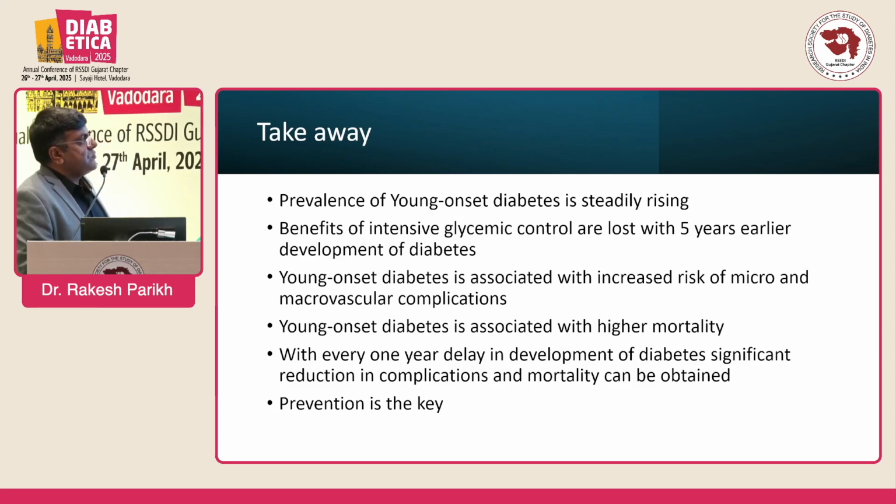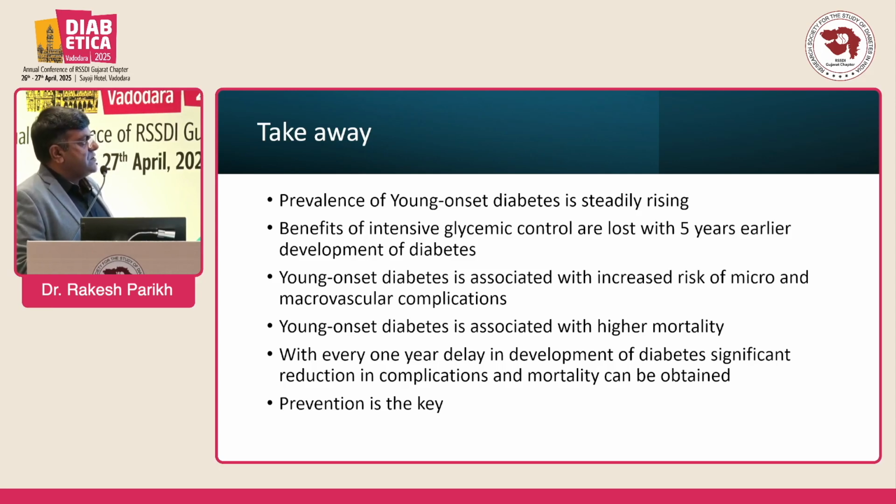So the takeaways from this presentation are that the prevalence of young onset diabetes is steadily rising, as we saw from the previous 3-4 slides. And the benefits, this is not a study to quote here, but what I could show you visually from that particular graph is that if you are getting diabetes at a 5 years younger age, if you are having 5 years more duration, you will lose the benefits of intensive glycemic control. Young onset diabetes is associated with increased risk of micro and macrovascular complications. Several studies we have looked at that.